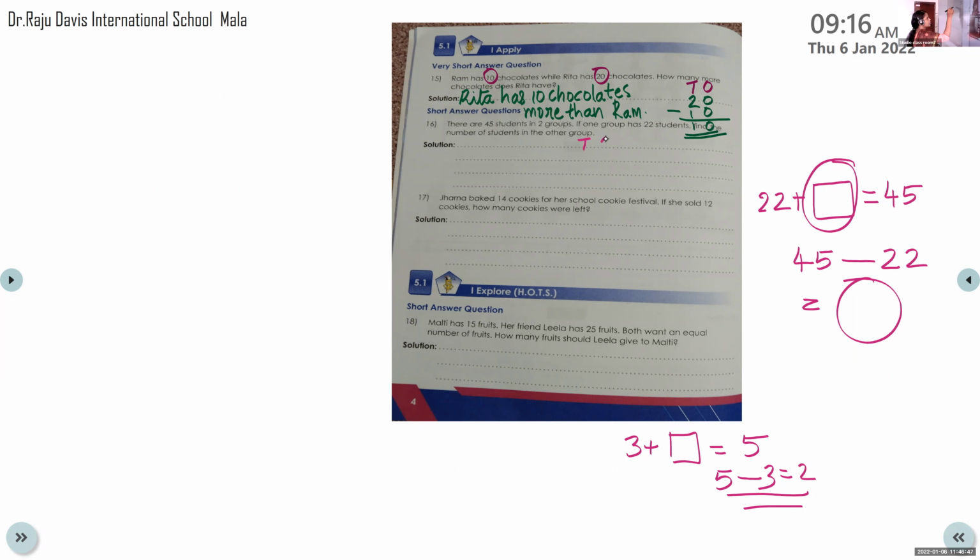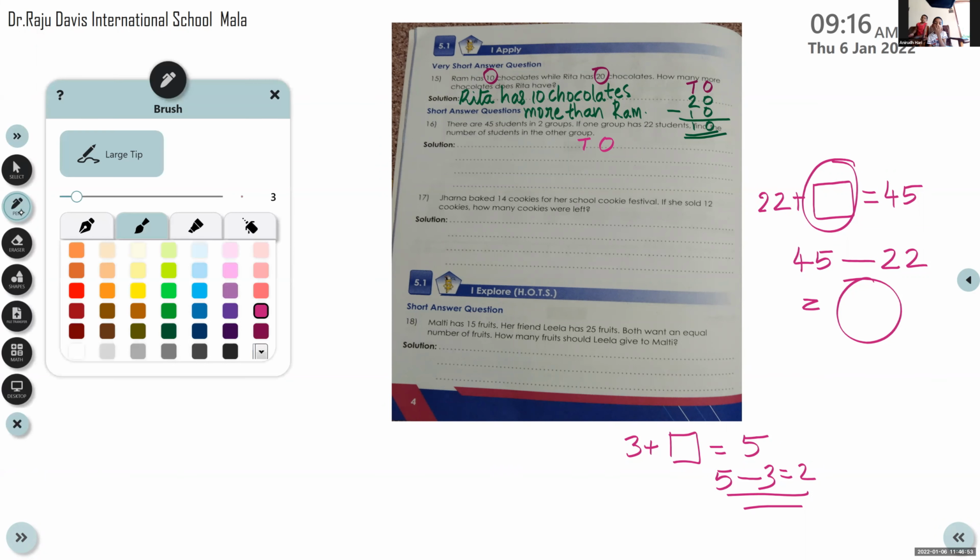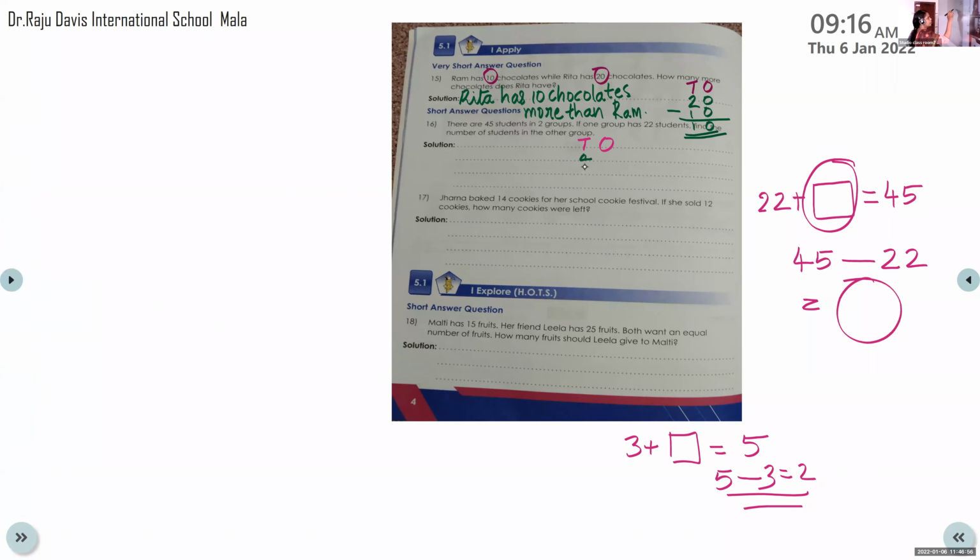Now please listen. Let's write T and O, tens and ones. Now let's write the numbers one below the other. Here we have the bigger number 45, the second number, that is 22. Let's minus. Now, at ones place 5 minus 2. What is the answer, Rayan? 5 minus 2 is equal to 3. Very good. Now, 4 minus 2. What is the answer? 4 minus 2 is equal to 2. Very good. So, you got the answer 23.